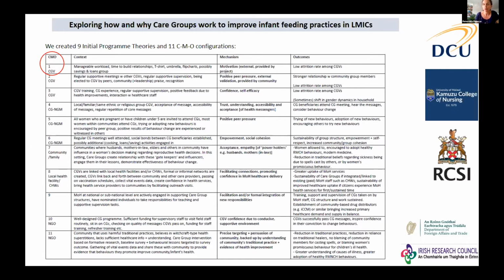As researchers, we work with theories, so we come up with initial program theories, and these initial program theories are written as CMO, or context mechanism outcome configurations. So the idea is that you work with a lot of middle range theories that explain that in the context of the intervention that you're looking at, in this context, we think this mechanism sparks leading to this particular outcome.